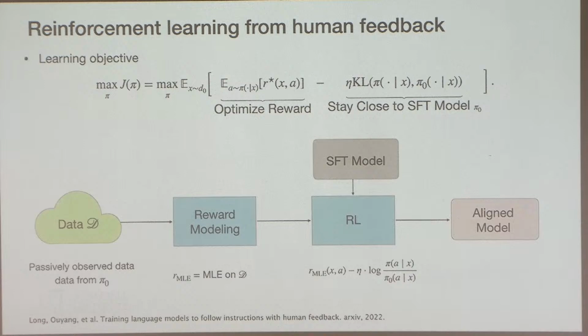And so now we have our classical ChatGPT framework. It's a three-stage framework. First, we collect some data. This can be either passively observed data or data from our original behavior policy, and in most cases it's Pi0, the supervised fine-tuning policy. Then we construct a proxy reward as the maximum likelihood estimation of the Bradley-Terry model. And finally, we can run some RL, either PPO or something, with respect to the proxy reward plus some regularization. And we get our final aligned model.